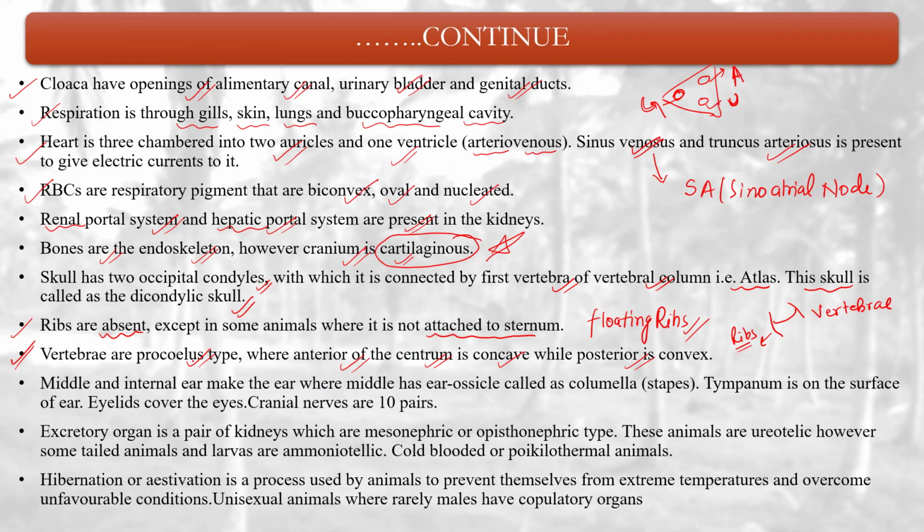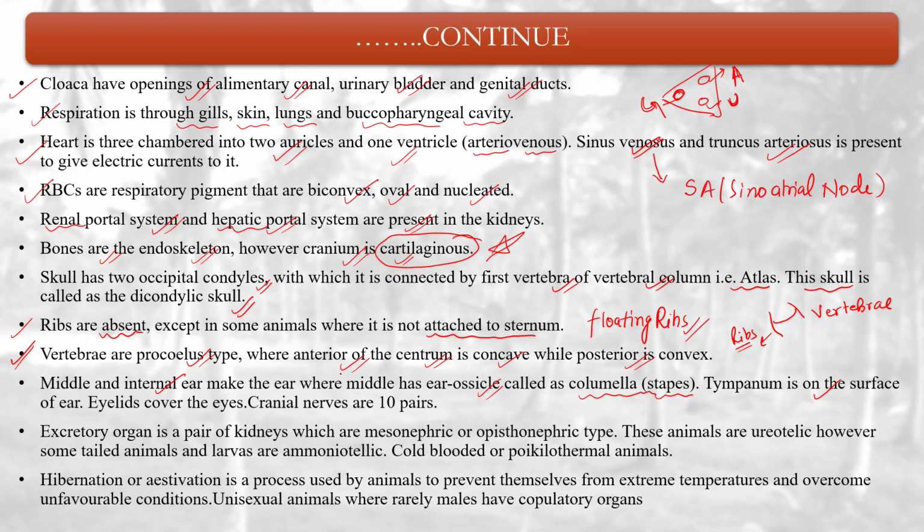Okay. Now, the middle and internal ear make the ear, where the middle ear has an ear ossicle called columella. Please remember, columella is the former stapes. So the columella is a bone which behaves like the stapes. Okay. So middle and internal ear are present, and the middle ear has ear ossicles, and these ear ossicles are columella, also known as stapes.